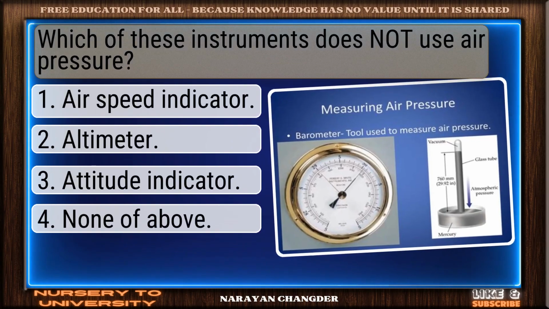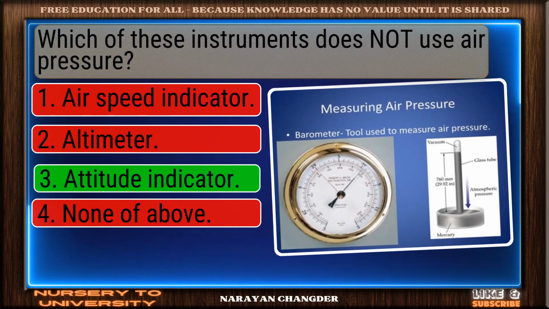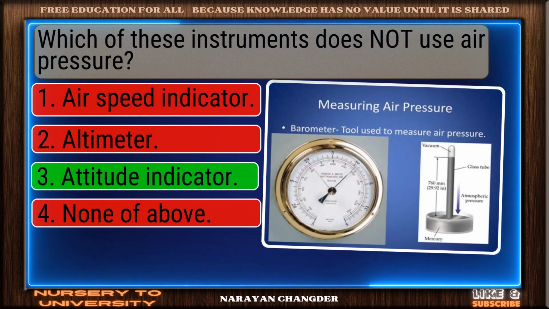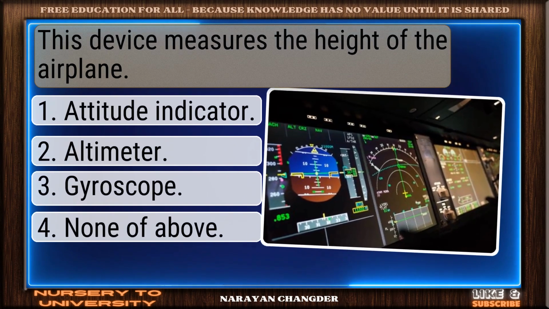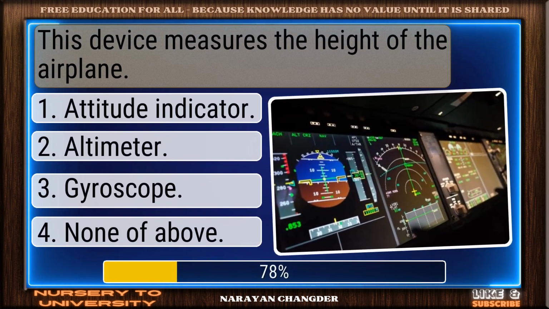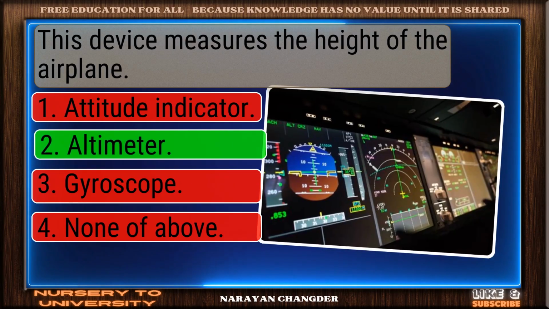Which of these instruments does not use air pressure? You're right. Attitude indicator is the correct answer. This device measures the height of the airplane. Well reasoned. Altimeter is the correct choice.